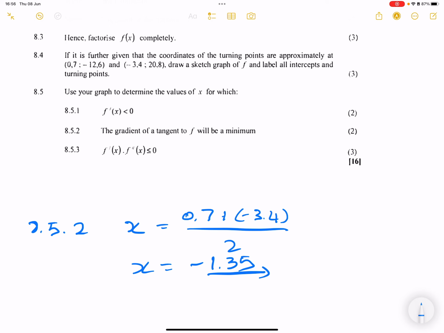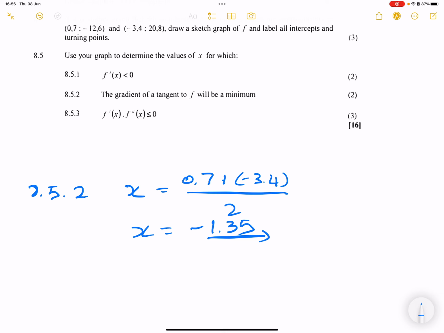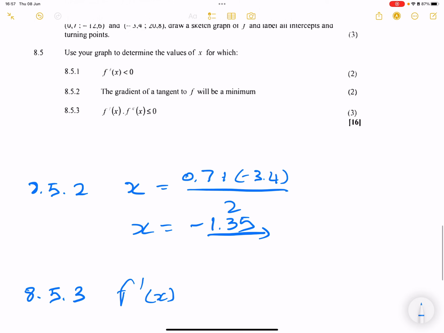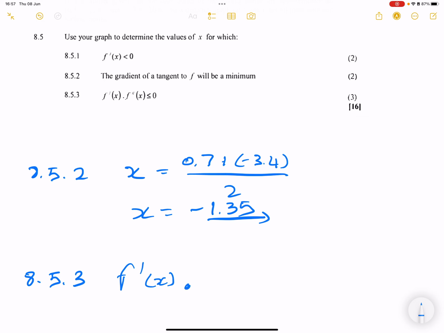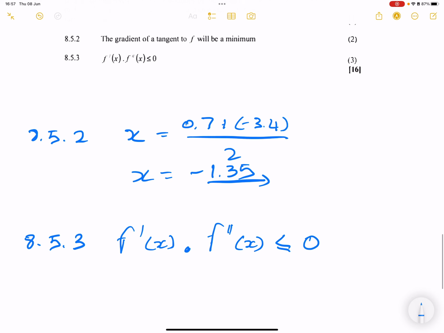And then the next one. Now, this one just needs a little bit of an understanding of what we're doing. I want you to please listen carefully. They say where f dash x, and remember f dash x represents the gradient, multiplied by the derivative of the derivative, in this case, being less than 0. Now, I want us to note, what does less than 0 mean?